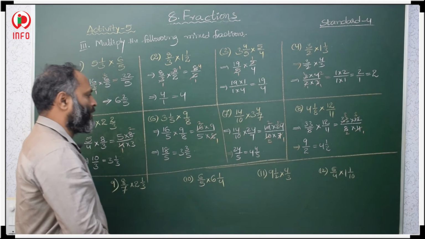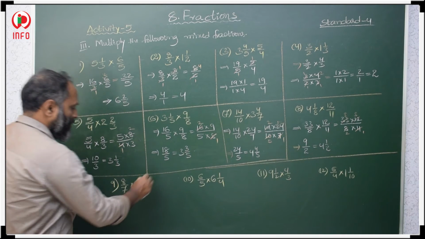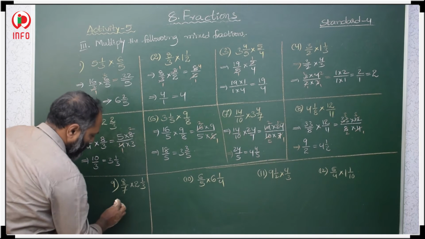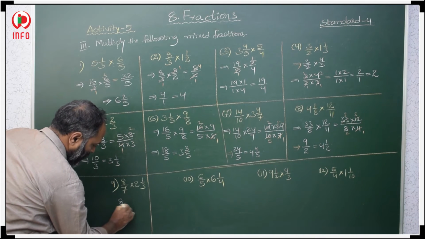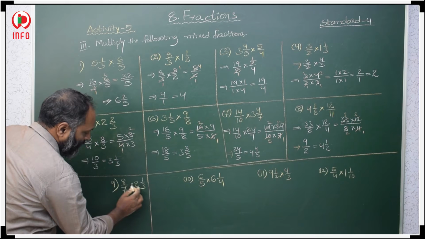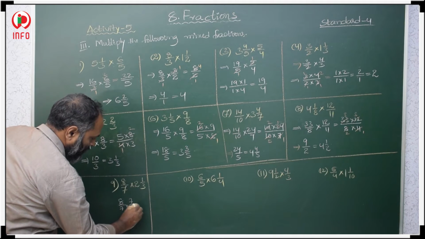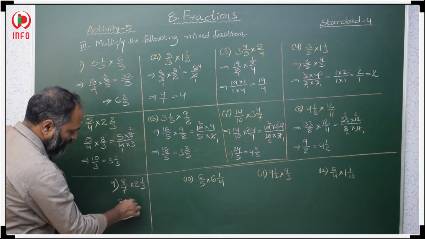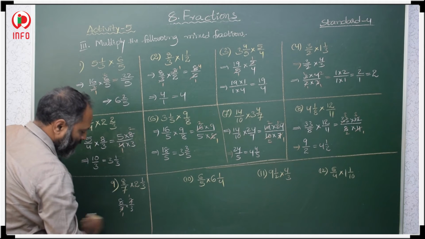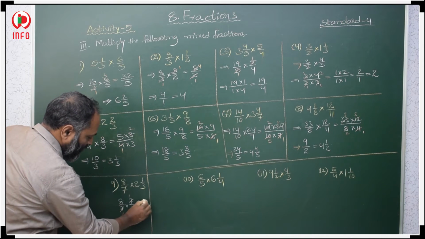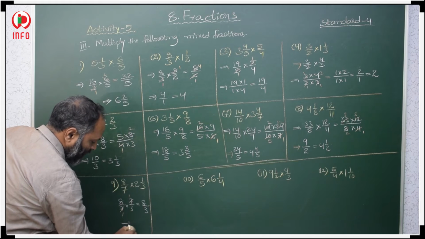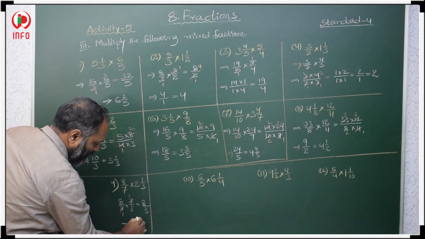4 1 by 2. The next, so we have to convert this into mixed to improper. 8 by 7 into 2 is 6, 6 plus 1 is 7, 7 by 3. These two have common factor 7, 7 ones are 7, 7 ones are 7. Then what is left in the numerator? 8 ones are 8, 1 threes are 3. 8 by 3 in mixed fraction, 3 twos are 6 and 2 left, 2 by 3.